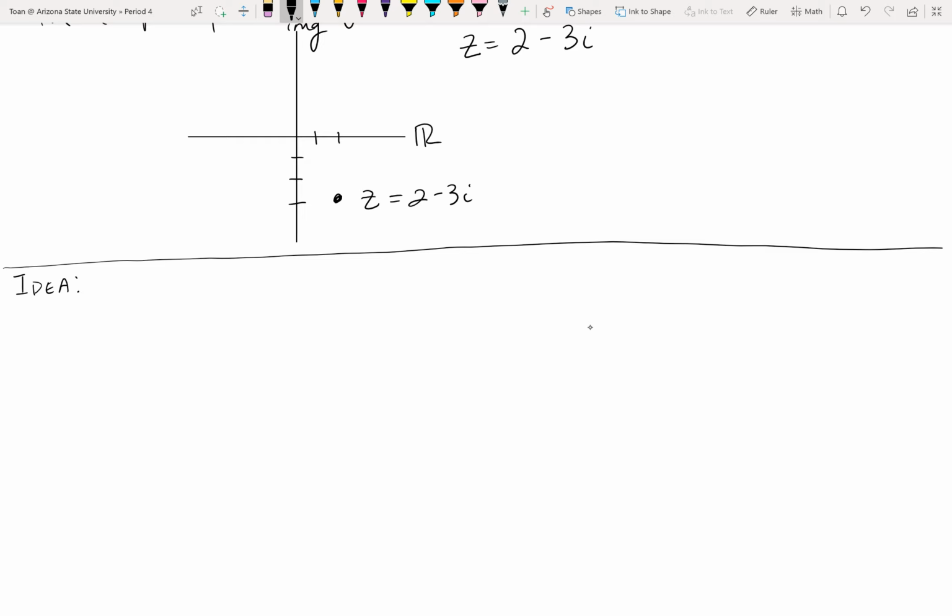So the idea is adding, subtracting, and multiplying requires polynomial skills. In other words, how you add, subtract, and multiply polynomials is precisely how you add and subtract complex numbers. Let's review.